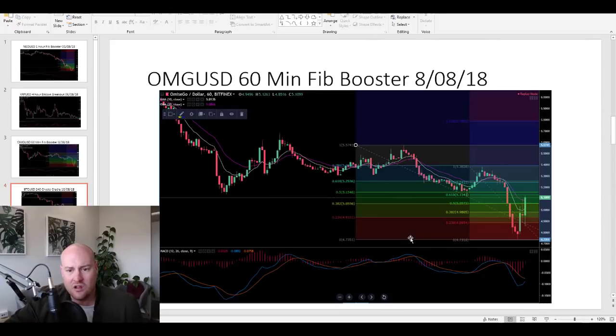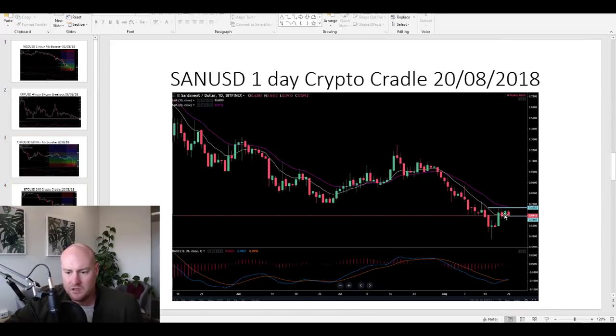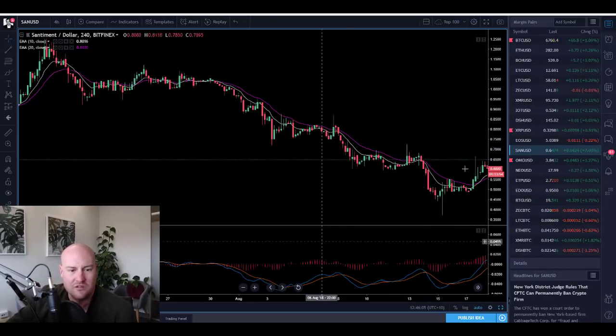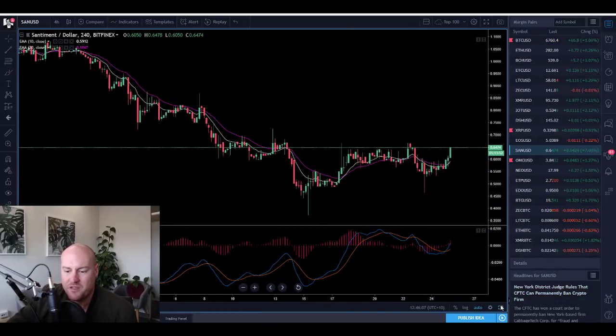Again, SAN against the dollar. Oops. Here we go. Daily. This is a daily cradle trade. This was very recently. I'll throw that up for you. The problem with SAN was that the actual fill wasn't great, so I didn't get filled properly. A bit thin on the books.